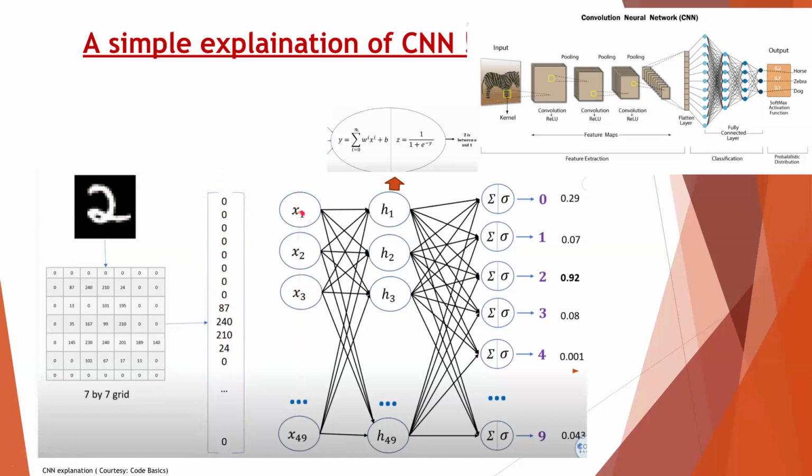Now what happens? This is a neuron. That means this is the input, which is basically all these numbers. And all these numbers are fed together into the next layer, which is a neuron. And now what happens in this neuron?